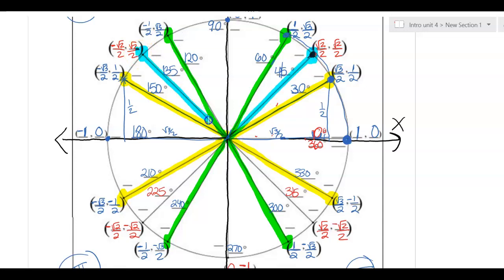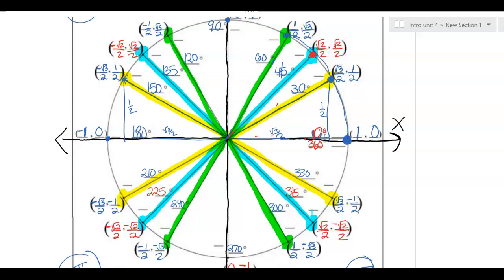You should have the same coordinates for all of the 45s, which I've highlighted in blue. So those angle numbers should be 45, 135, 225, and 315. All of those should have rad 2 over 2 as the x-coordinate and also the y-coordinate. Okay?